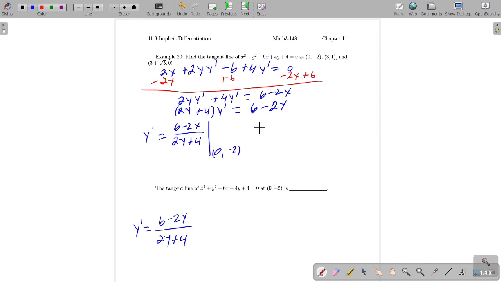So that is x equals 0, so that'd be 6 minus 2 times 0 over 2 times negative 2 plus 4, which is 6 over 0. So the slope is undefined, which means I have x equals a constant, so the tangent line is x equals 0.